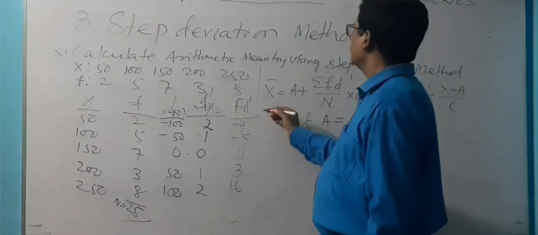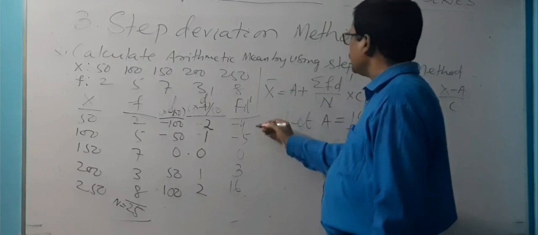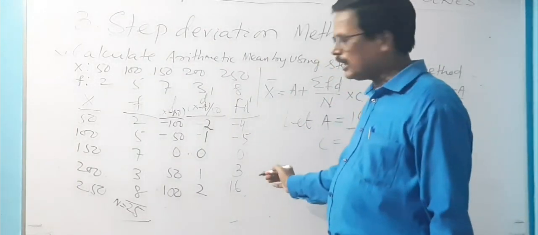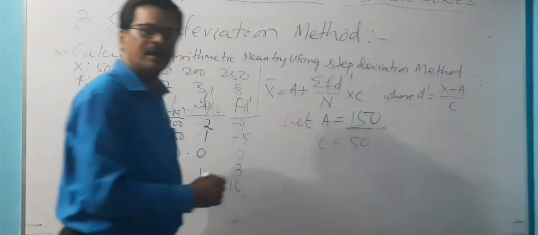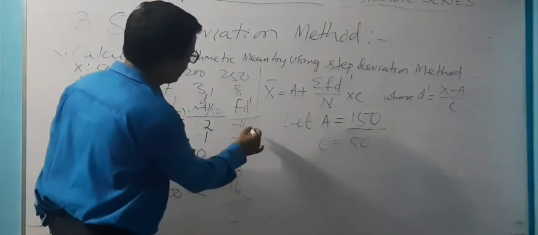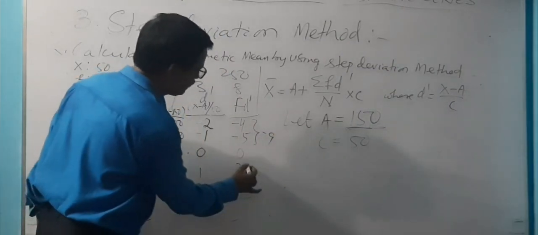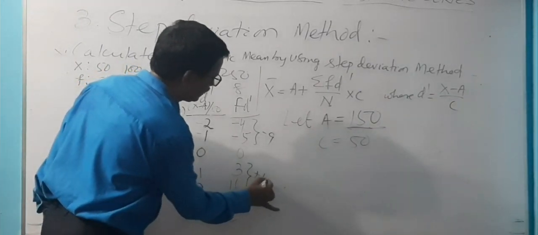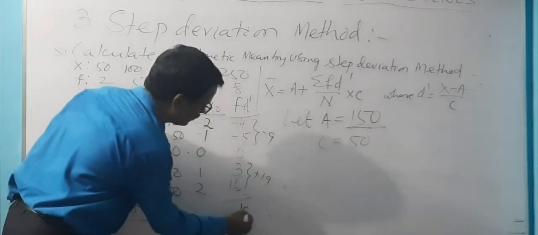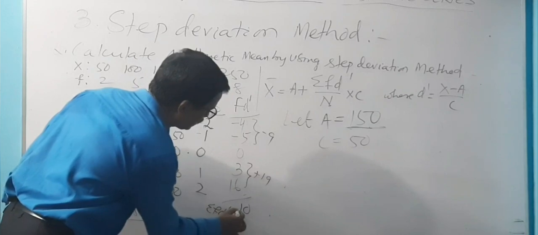Now calculate summation f d dash. How to calculate summation f d dash? By adding the values of f d dash. That is minus 5 minus 4 means minus 9. 3 plus 16 is 19. So plus 19 minus 9, that is equal to 10. So summation f d dash is equal to 10.